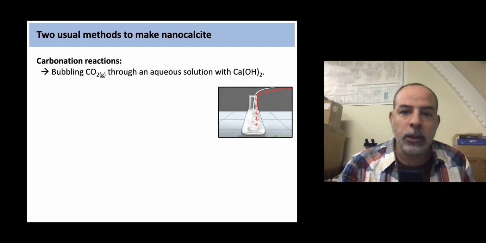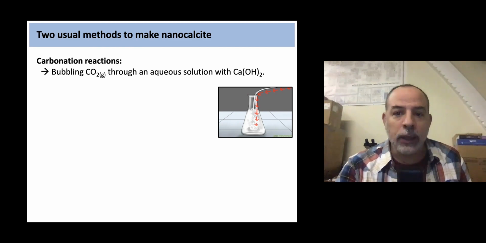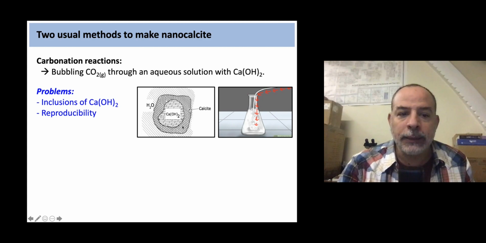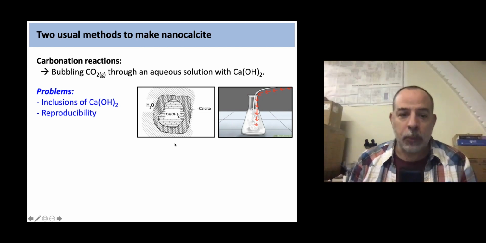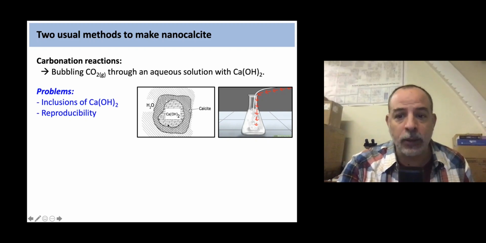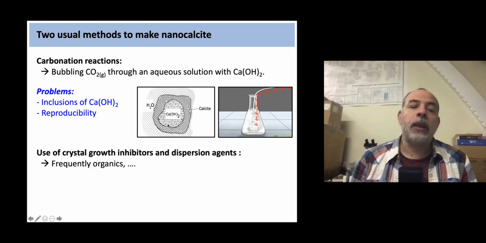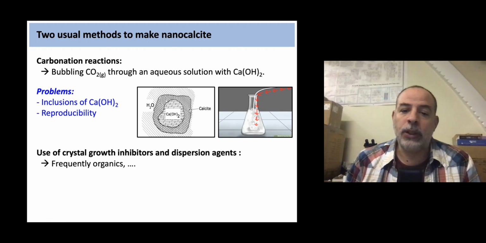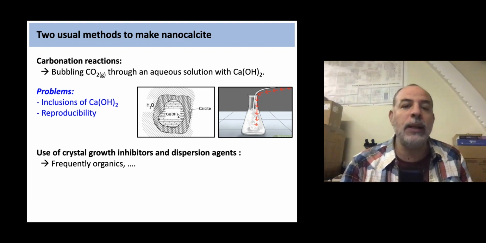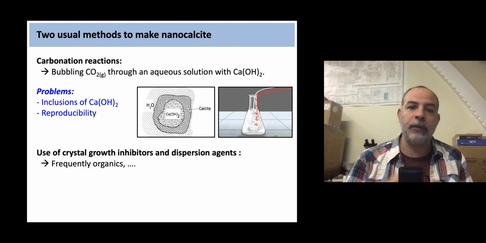The method of bubbling CO2 is simple, quick, but there are inclusions of calcium hydroxide in the nanocalcite, and there are usually reproducibility problems. So this nanocalcite is not really good because it has inclusions. Okay. Also, the use of inhibitors or dispersion agents is not ideal because these are organics that will sit on the surface of calcite and prevent further growth.